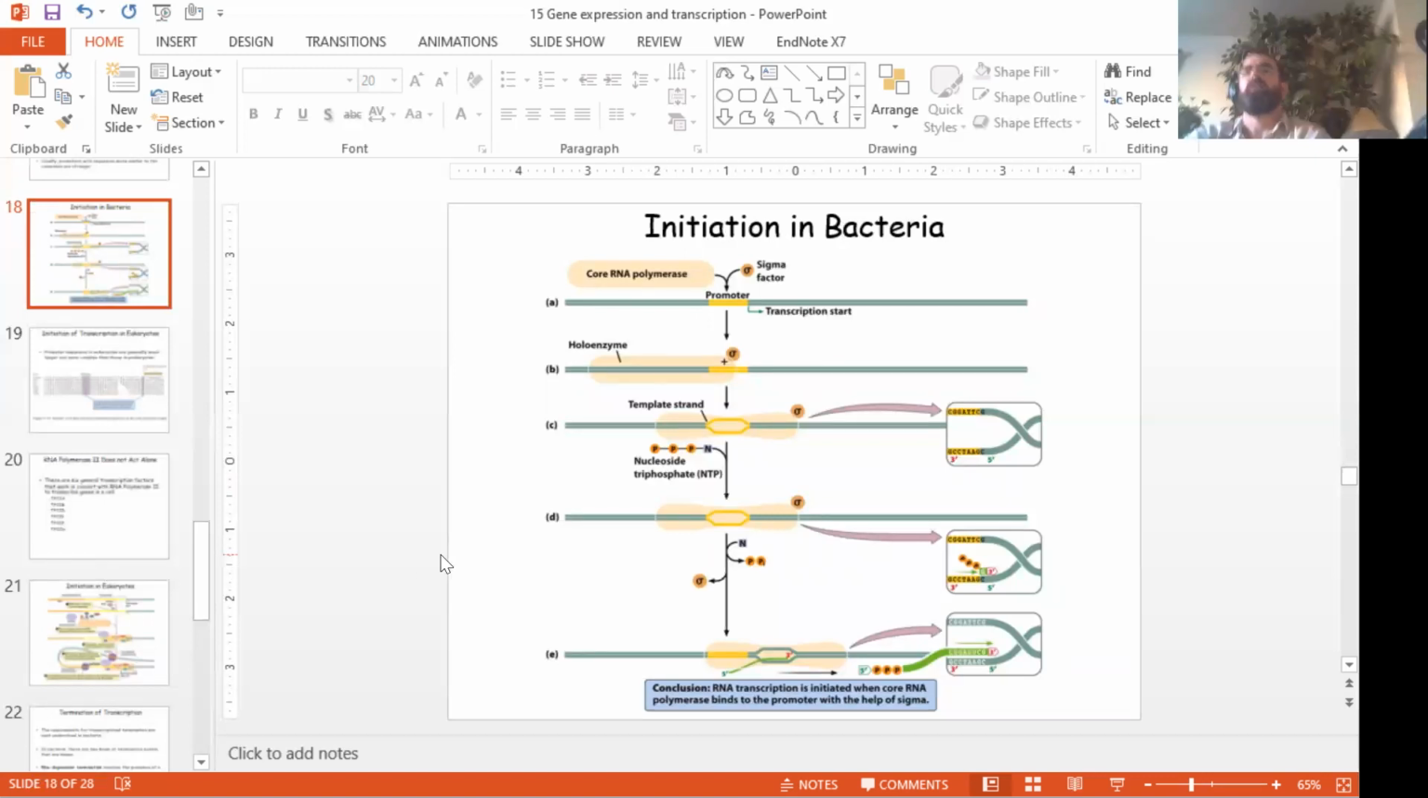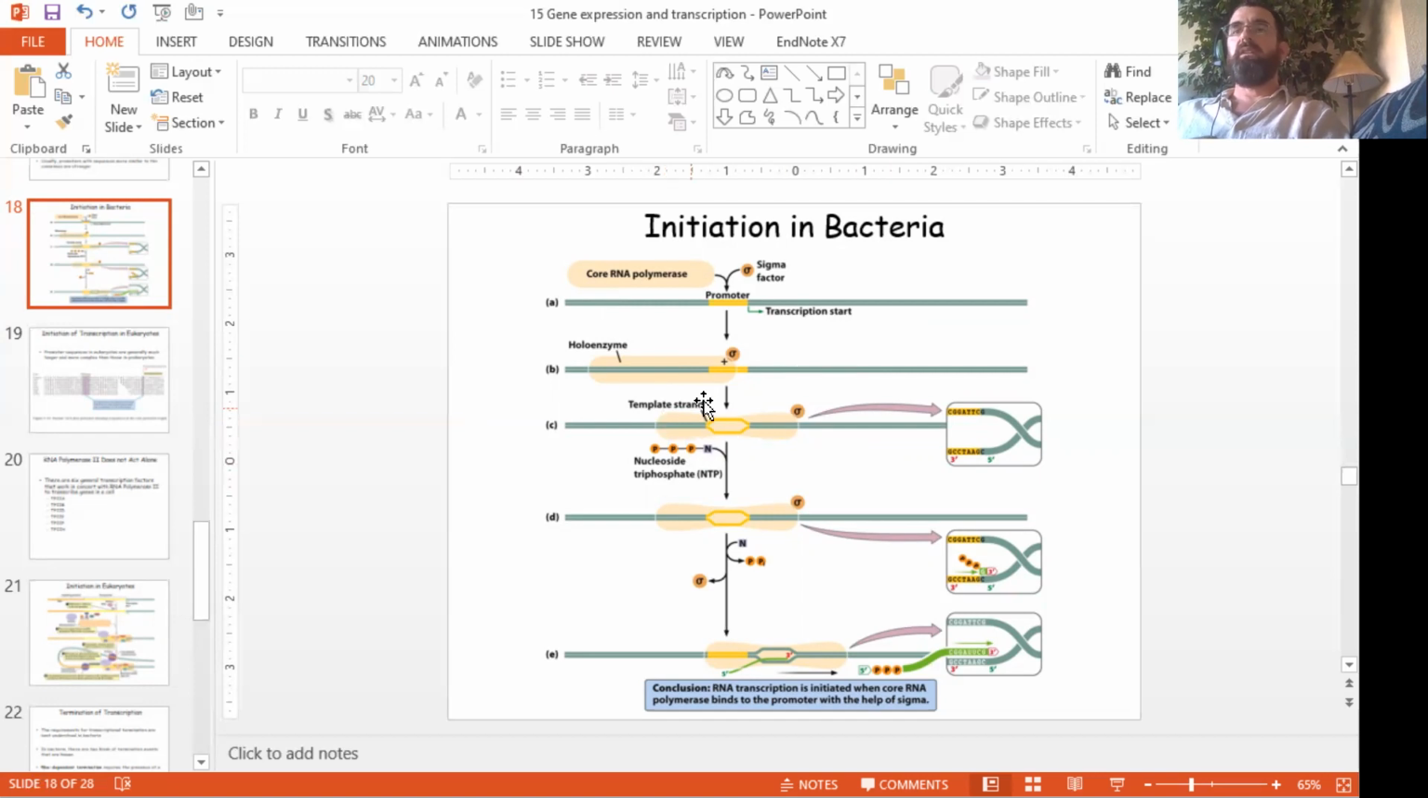So in bacteria, it's relatively straightforward. Essentially, you have your core RNA polymerase components, right? Those recognize this promoter sequence, and their binding is facilitated by this protein here called a sigma factor. Right, so that essentially increases the affinity of RNA polymerase for that promoter, right? Prevents it from leaving too.